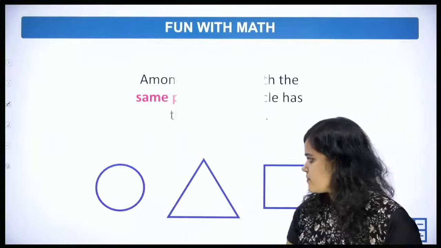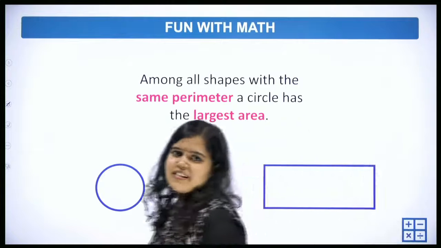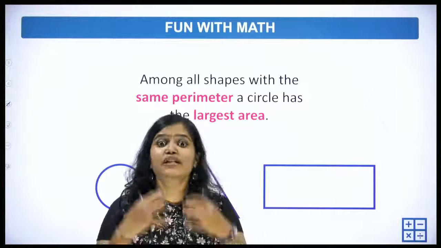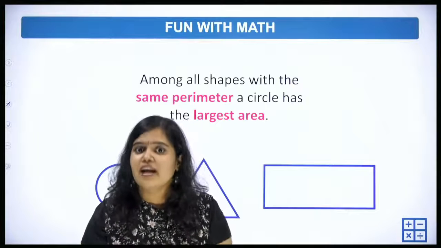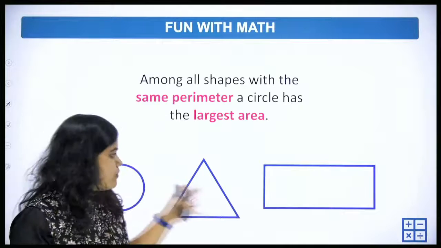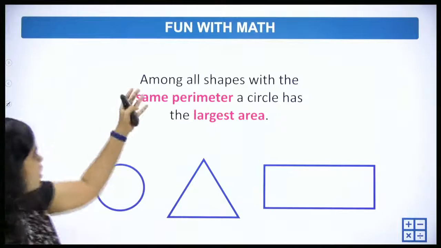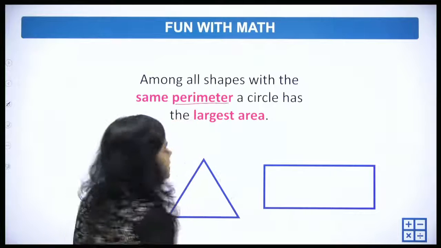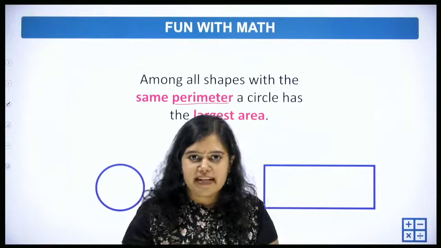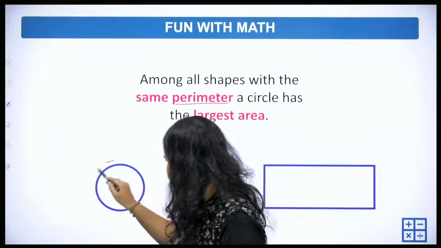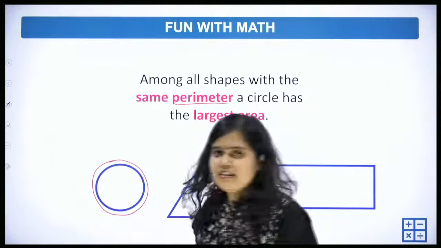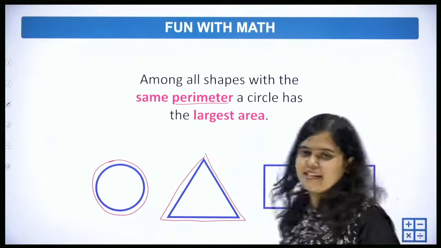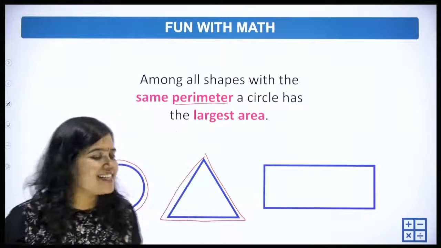So the fact 1, what are these? We have circle, triangle, rectangle. We also have square, trapezium, different shapes. Okay? We have different shapes. And the fact of the day is that among all shapes with the same perimeter, what does perimeter mean? Perimeter is the outline, the measure of the outline, the length of this outline, or we can also say the sum of all the sides.